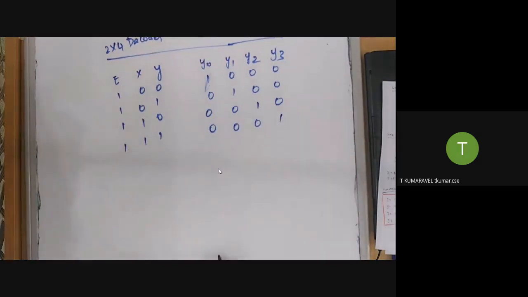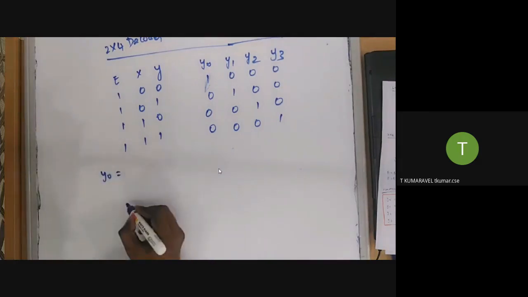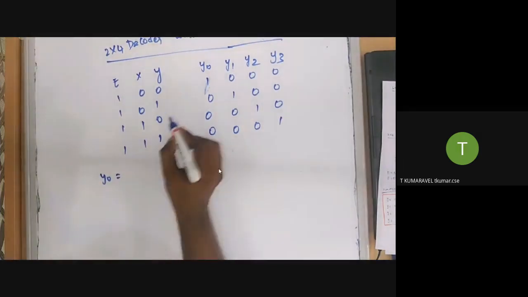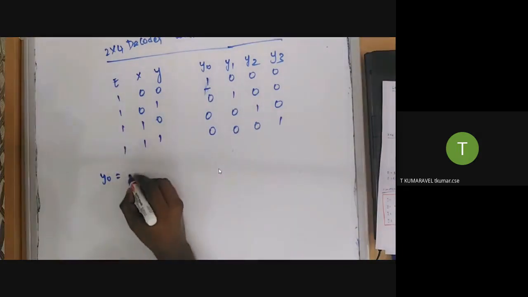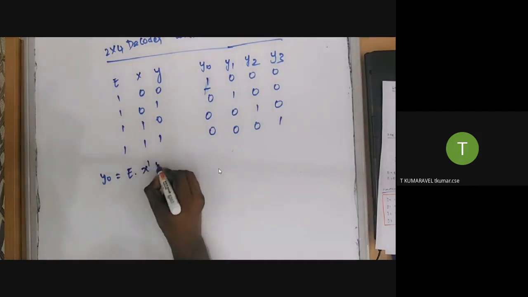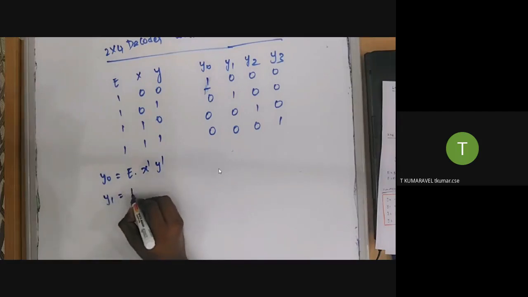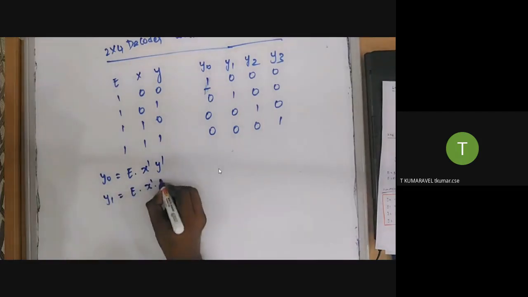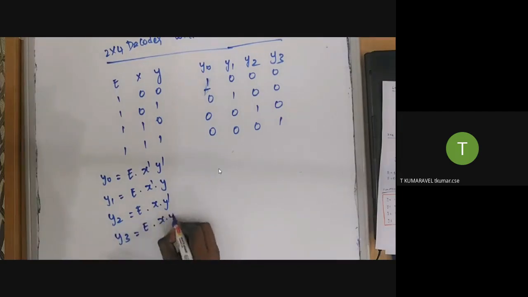How do you draw the circuit? First, you draw the circuit for Y0. What is Y0? Here only the output value equals 1, so you take the respective input condition. It should appear as E x bar y bar. What about Y1? E x bar y. What about Y2? E dot x dot y bar. What about Y3? Y3 is E dot x dot y.